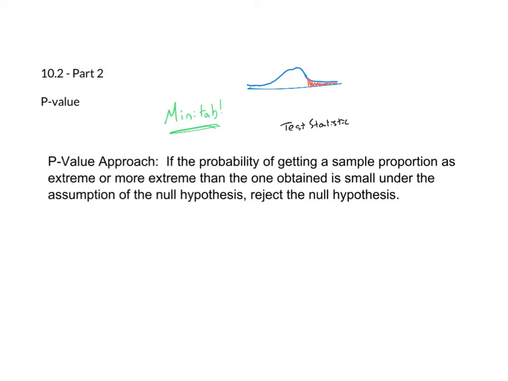Well, with a p-value approach, this is emphasizing the p stands for probability. If the probability of getting a sample proportion as extreme or more extreme than the one obtained is small, under the assumption of the null hypothesis, reject the null hypothesis.